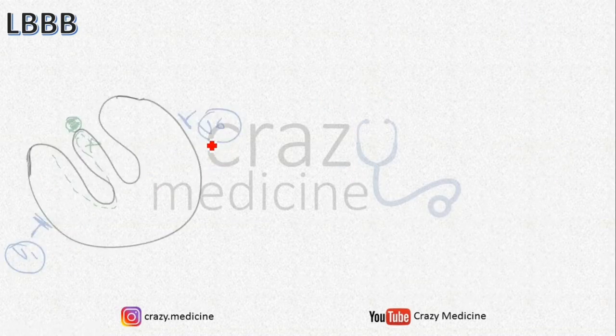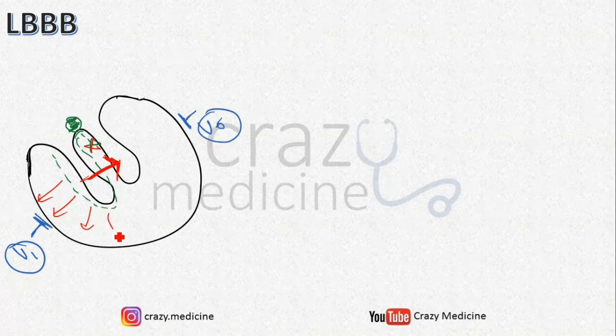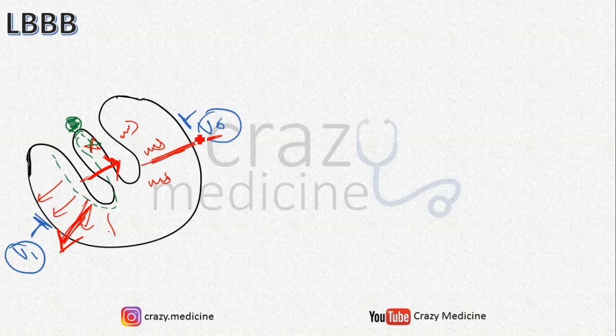Next is left bundle branch block. As you can see in the image, the left bundle branch is blocked, so current cannot depolarize the left ventricle as it normally does. Here, depolarization of the septum reverses in direction, that is, it is from right to left. Then there is depolarization of the right ventricle by the normal right bundle branch, which produces a rightward vector. And lastly, there is slow and delayed depolarization of the left ventricle, which produces a leftward vector.